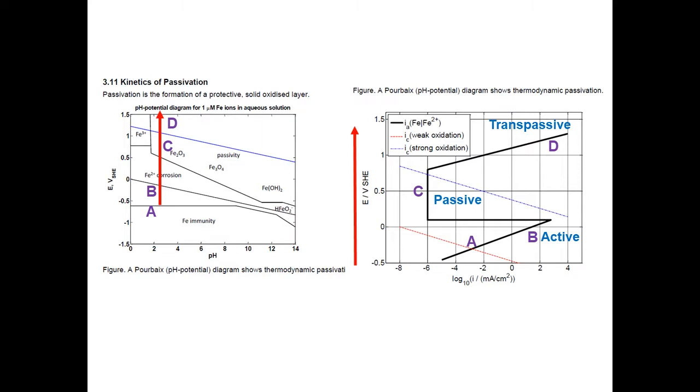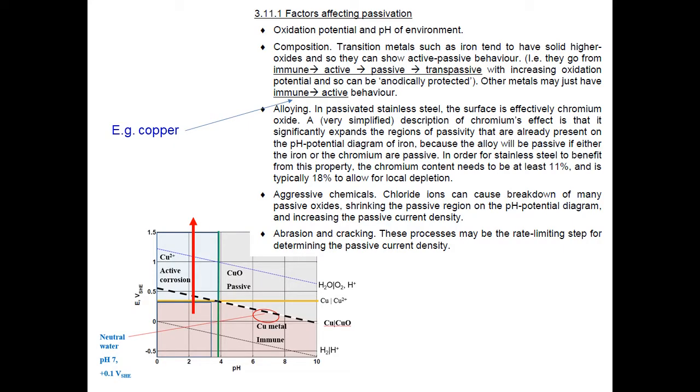Okay, so section 3.11.1, factors affecting passivation. We've talked through there for iron how oxidation potential affects whether or not the metal undergoes this active-passive regime. Well, for iron, there is passivation because it's one of these metals that has a higher solid oxide, which is protective. Other metals, like zinc, which don't have a higher oxide, might just undergo an immune to active behavior, which is much simpler. Nonetheless, iron is such an important one. If for no other reason than iron and steel, we need to know about active-passive behavior.